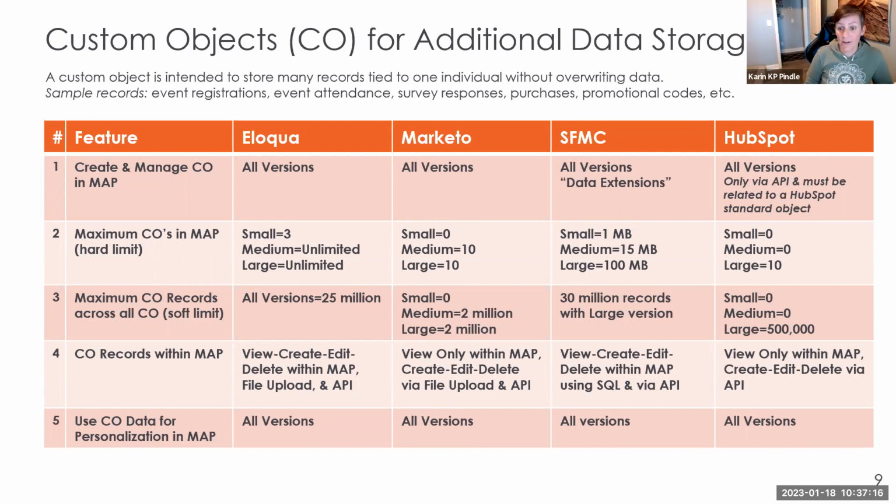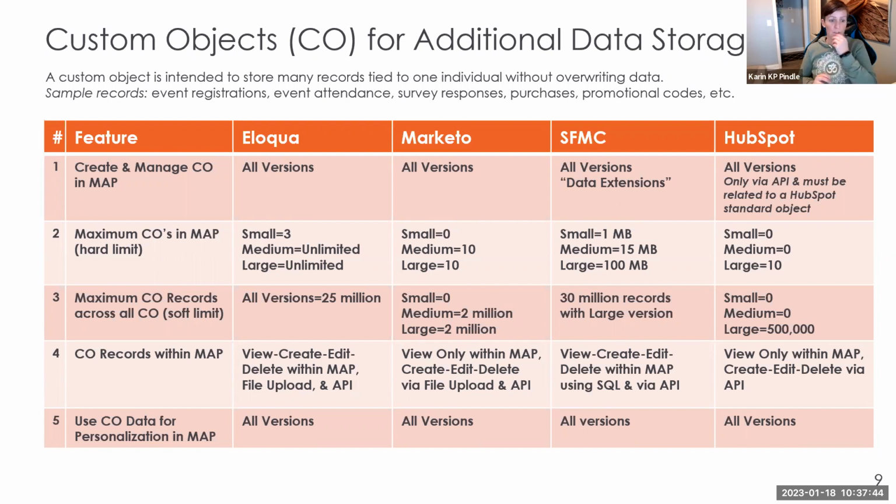Salesforce Marketing Cloud, 30 million records. They take the cake here. They win with the most capacity for their custom objects, and that comes with their large version. HubSpot, again, custom objects are not included with small and medium version, but with their large version, it's up to 500,000. So they're the lowest as far as the number of records within those objects that you can get is with HubSpot.